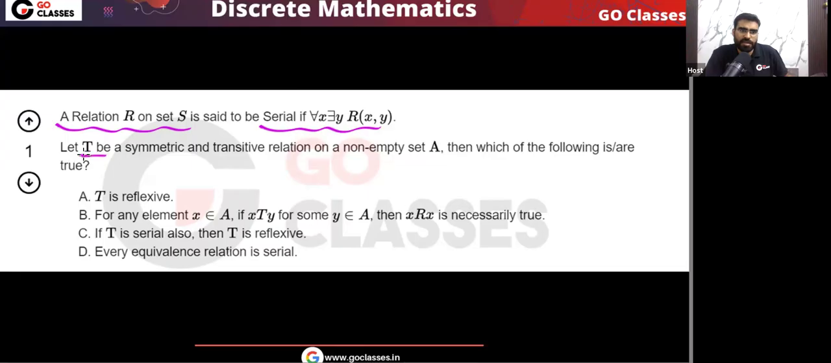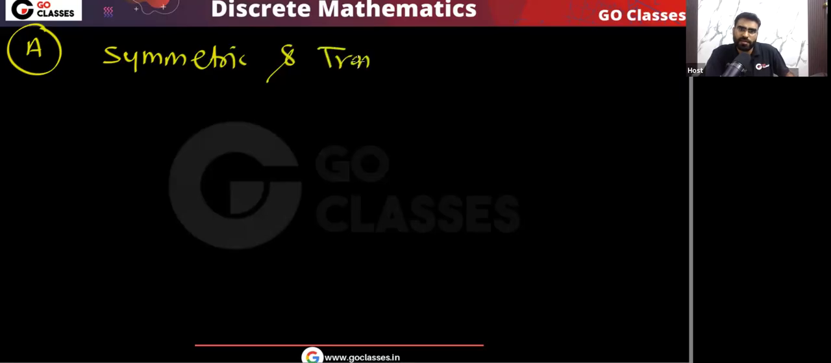The question is saying T is a symmetric and transitive relation on non-empty set A. Which of the following is or are true? Option A: T is reflexive. Tell me, symmetric and transitive, does it imply reflexive? What is option A saying? Option A is saying that symmetric and transitive implies reflexive. If you have symmetric and transitive, does it imply reflexive?